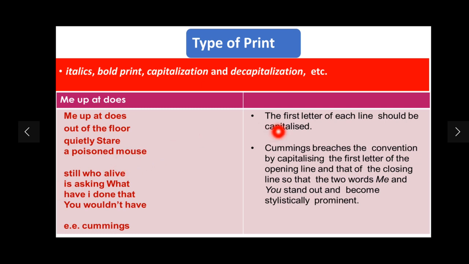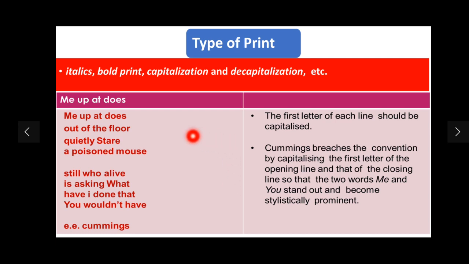Let's discuss. The first letter of each line should be capitalized, but we only find that in the first line, me, M is capitalized, and in the last line, you, Y is capitalized. Cummings breaches the convention by capitalizing the first letter of the opening line and that of the closing line, so that the two words me and you stand out and become stylistically prominent.